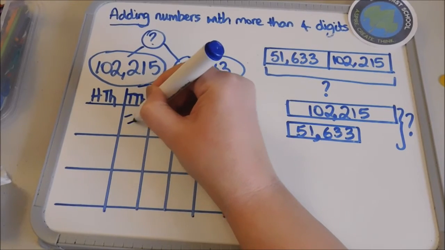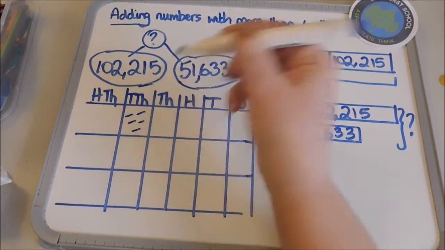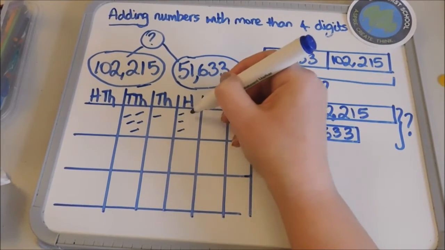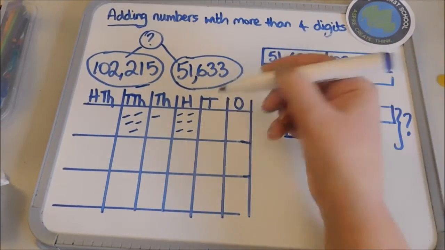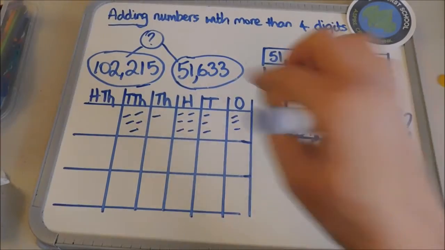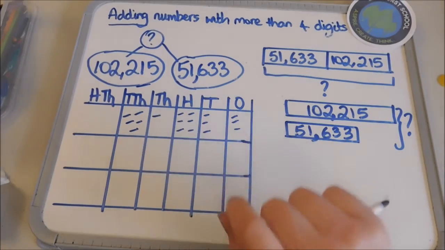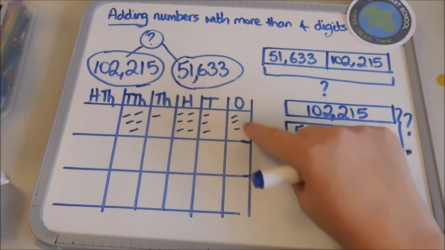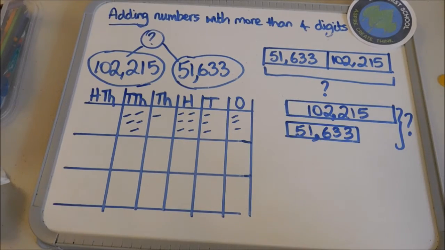1, 2, 3, 4, 5. So that's 51,000. 1, 2, 3, 4, 5, 633. 51,633. Always double check. We constantly encourage children to double check their work.